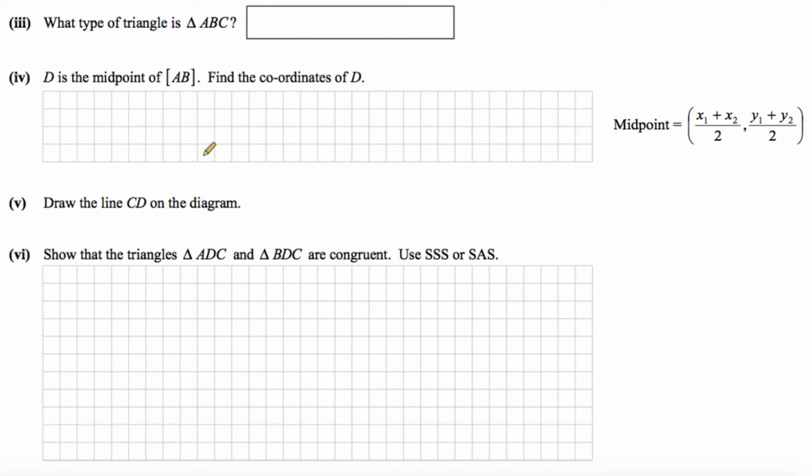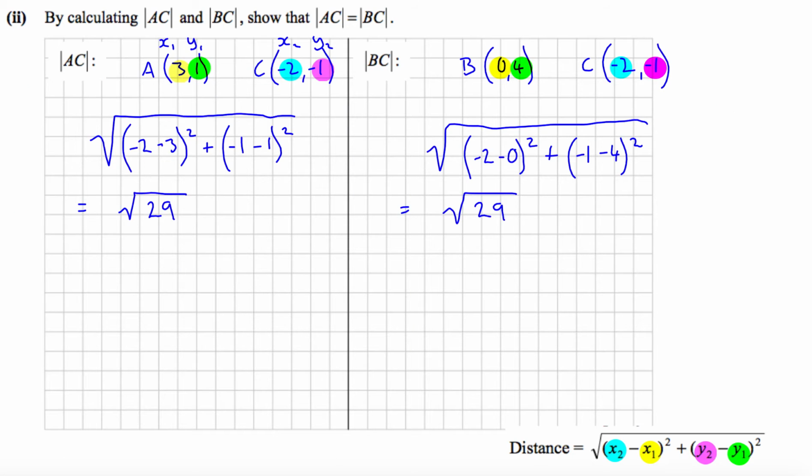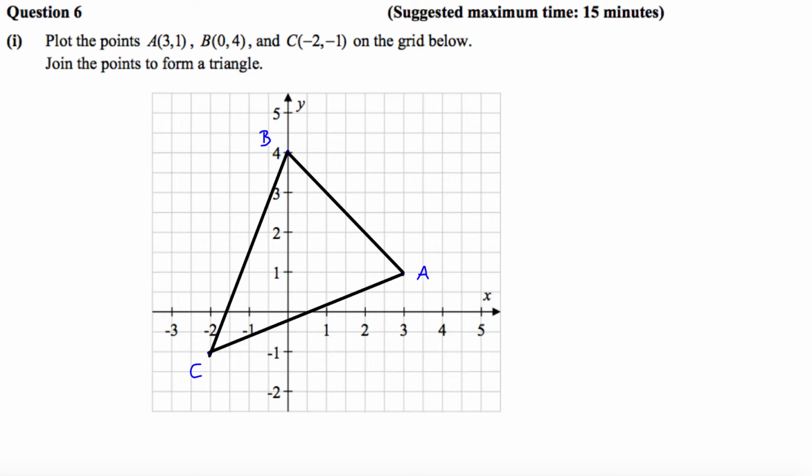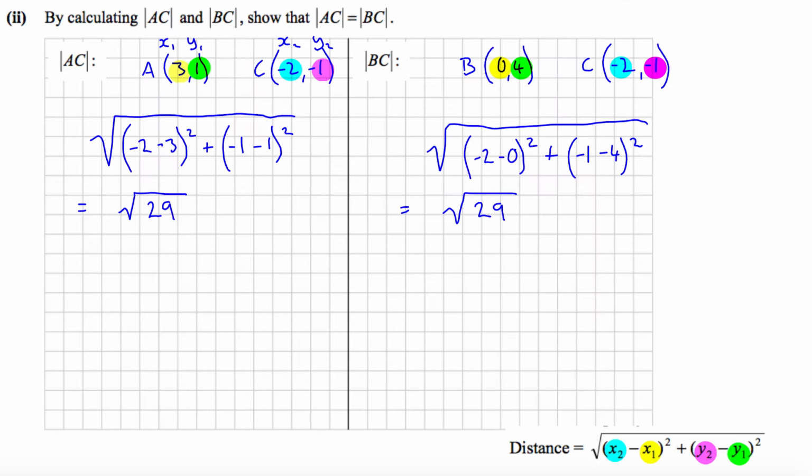Part 3 says, what type of triangle is the triangle ABC? Well, we've just shown that two of the sides are the same length. So if two sides are the same length, then it's going to be an isosceles triangle.